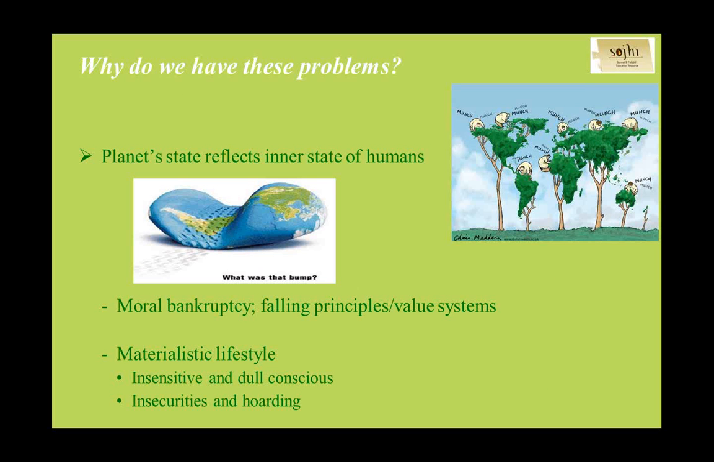Why do we have these problems? Well, if you look at that image of the Earth, it's kind of deflated, right? What's happened is that we've taken advantage of our Earth, and we're facing moral bankruptcy. Now that's a pretty big term. Let's think about it. When you go bankrupt, that means you don't have a lot of money. There's a lack of money.